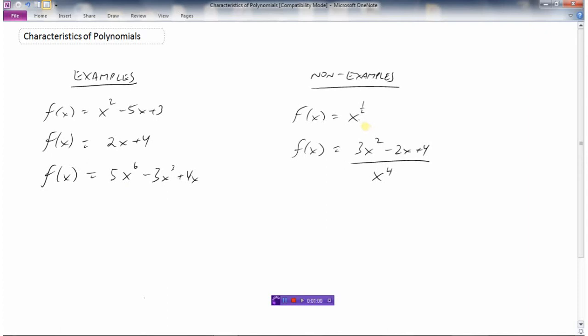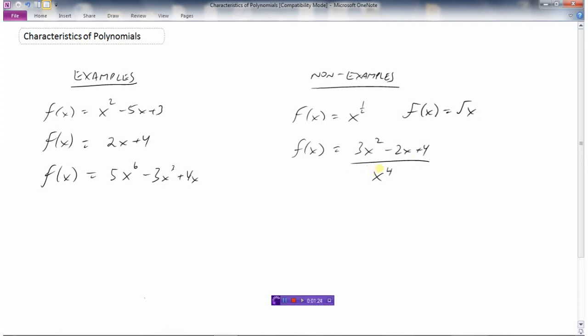So these would be some non-examples. This function here has an exponent of 1/2. Well, you can't have fractional exponents on x for it to be a polynomial function. Another way of writing that one there would be the square root of x, because remember the denominator of this exponent represents our root. So f of x equals root x.